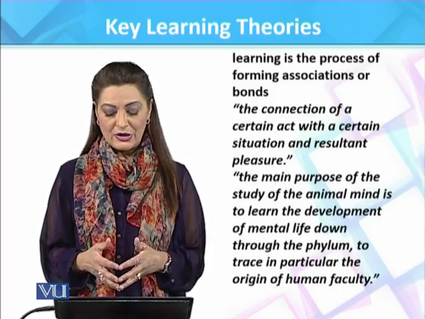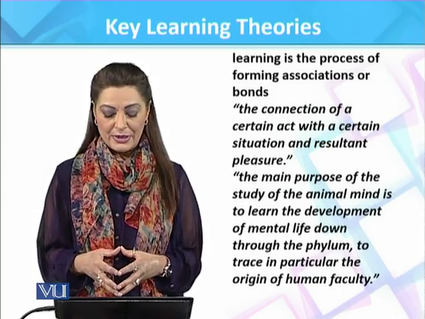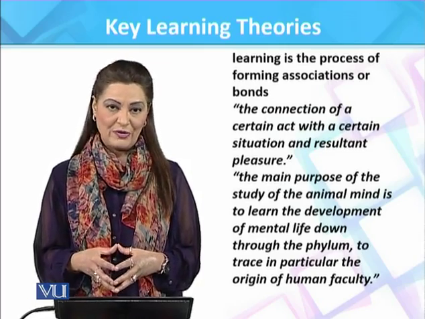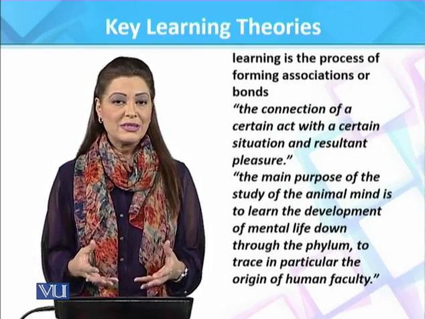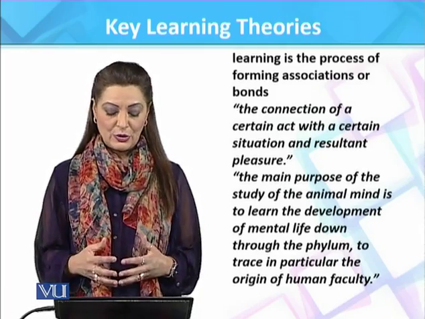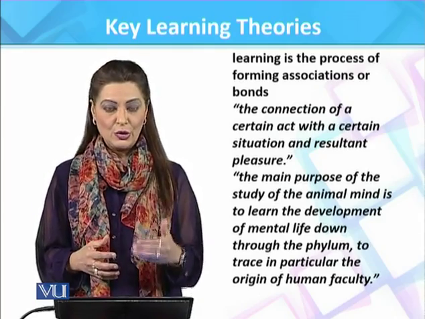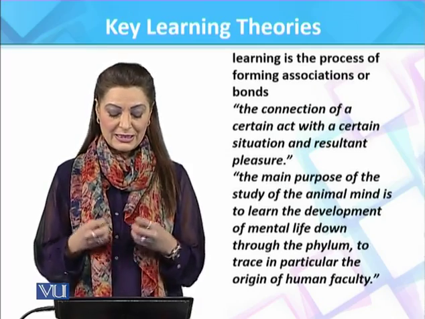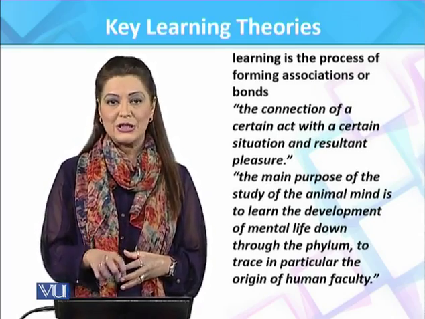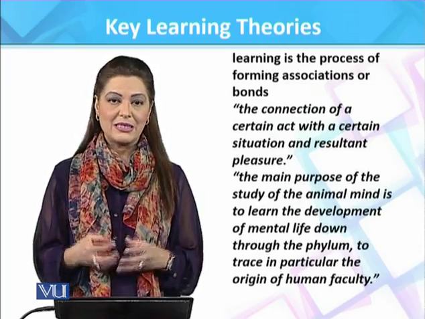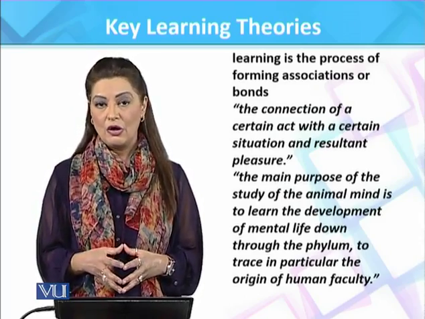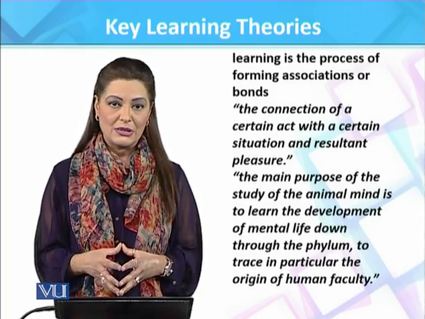The main purpose of the study of the animal mind is to learn the development of mental life down through the phylum, to trace in particular the origin of human faculty. Thorndike conducted numerous experiments on animals, and he explained that the purpose behind conducting those experiments on the animal mind is to trace down to the minutest details the origins of human faculty. So from those experiments, he intended to draw evidence of how, in terms of the human mind, you can come up with a similar understanding of the building up of associations and bonds.